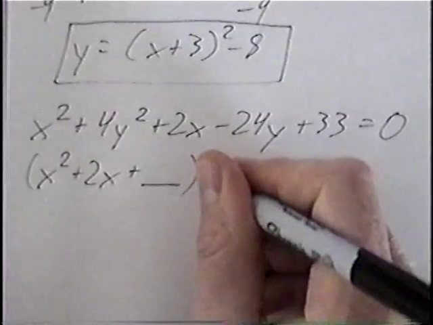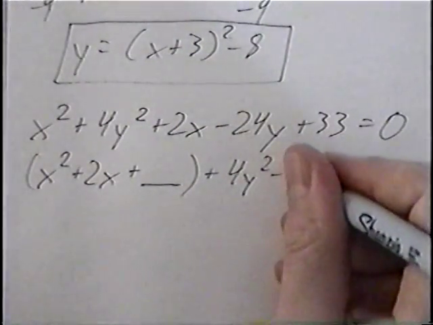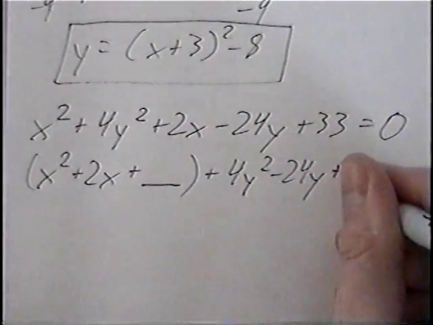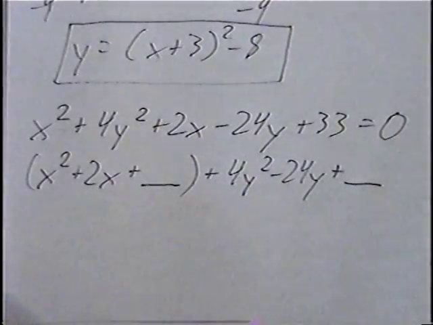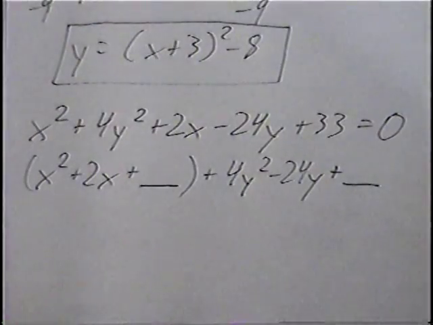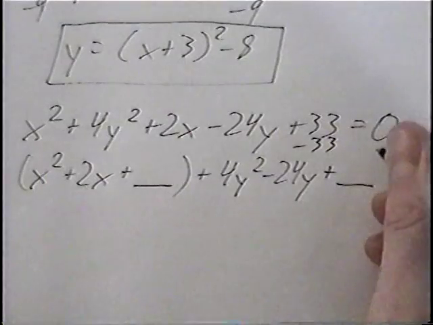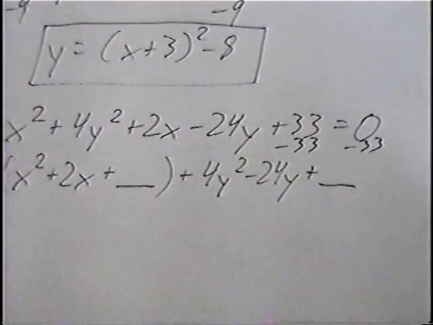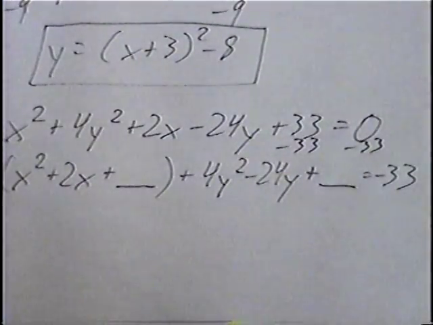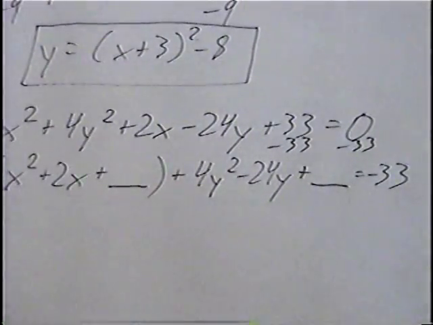The 4y squared will come down, and we'll put the minus 24 after that, 24y. And again, we'll add a number to the y value so we can factor that in just a minute. For the plus 33, what we can do is move that to the other side by subtracting 33. So it'll be equal to negative 33. When we're factoring both x and y, we can add any other number we want on the other side.